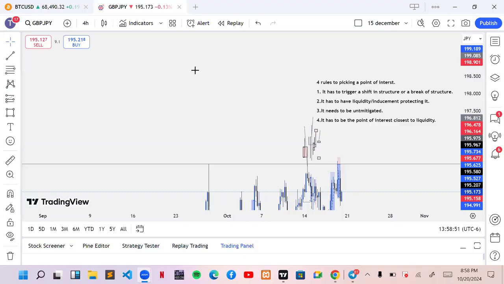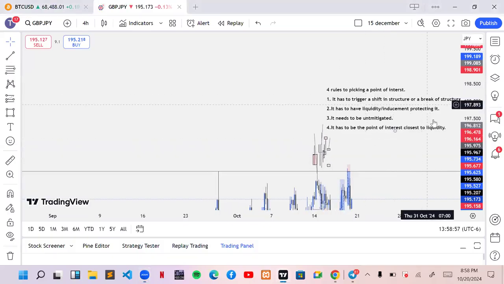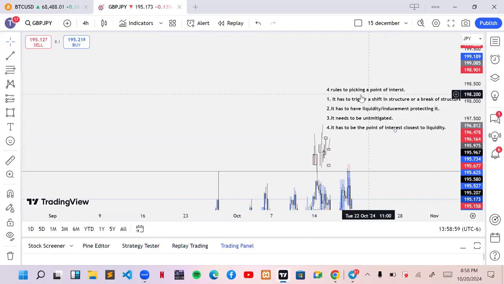Your breaker block needs to have a breaker structure. Yes, I'm not paying attention to these rules I wrote down. I said it has to trigger a shift in market structure or a breaker structure. That's actually the first rule here. The point of interest has to trigger a breaker structure or a market structure shift. I don't look at fair value gaps. I don't include that in my strategy.